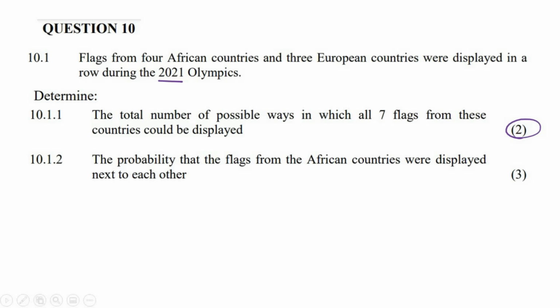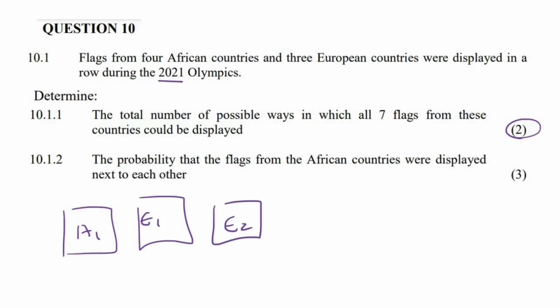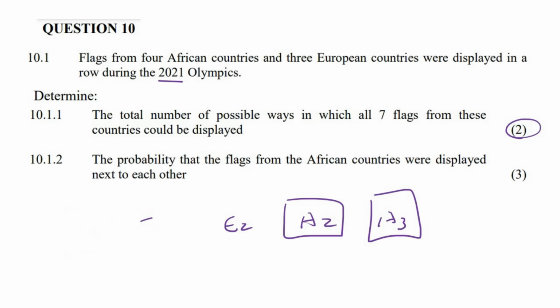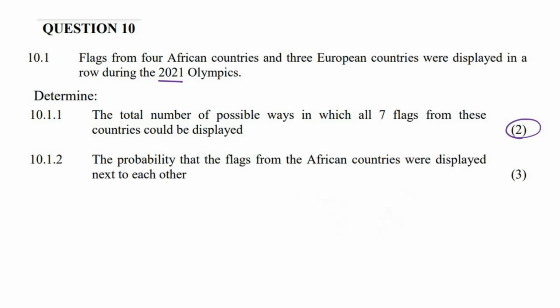That's a nice easy question because they're not saying that the African flags must be next to each other or anything like that. So you could have an African flag, like I'll call that A1, and then you could have a European flag, and then another European flag, and then an African flag, and then another African flag. It doesn't matter, the order. So the answer is just going to be 7 factorial, but let me explain.